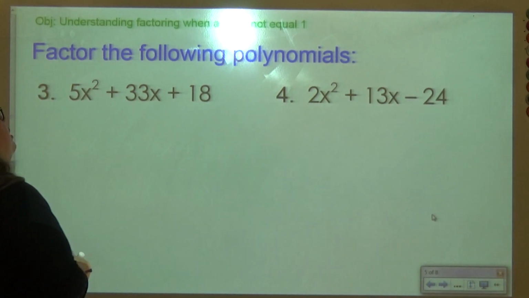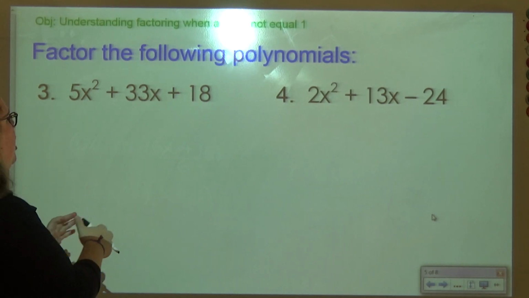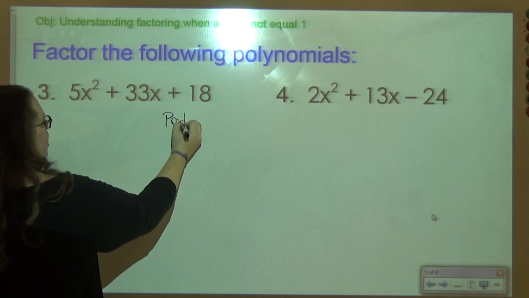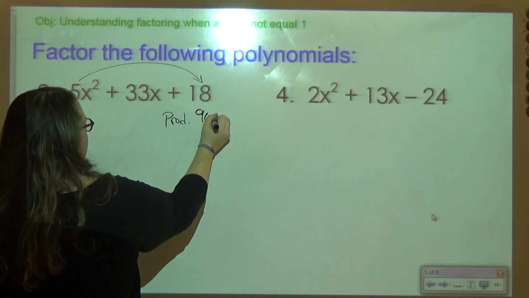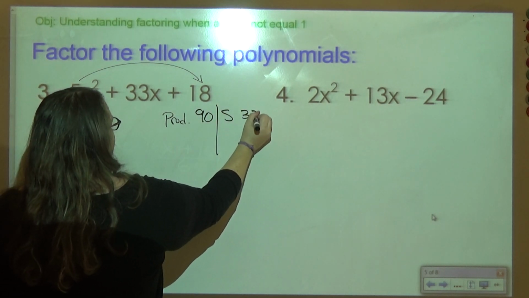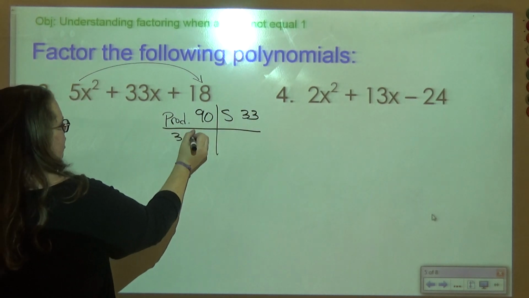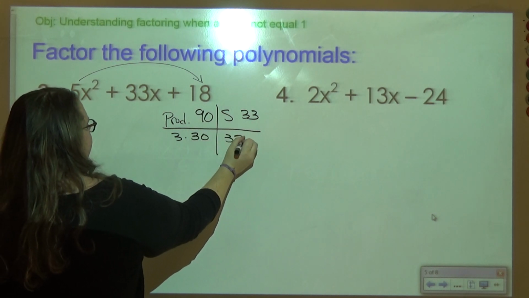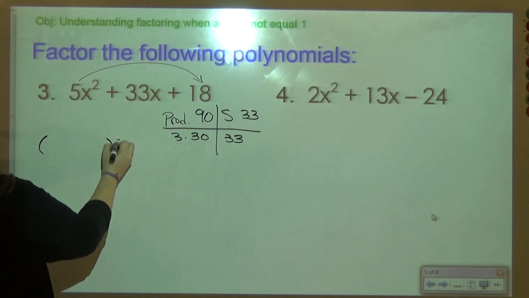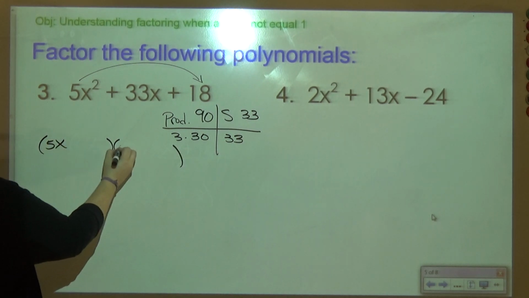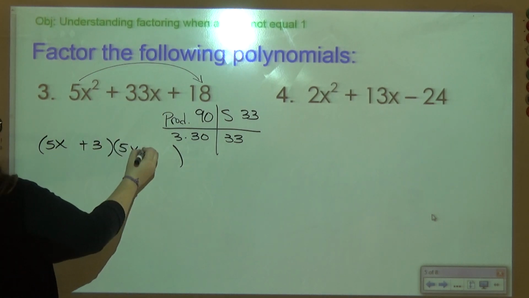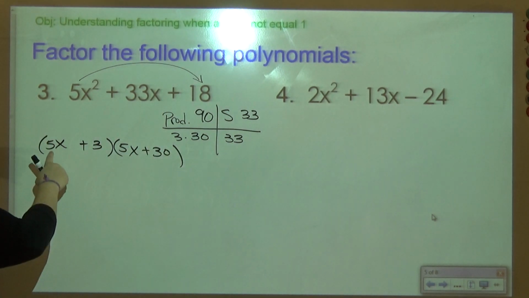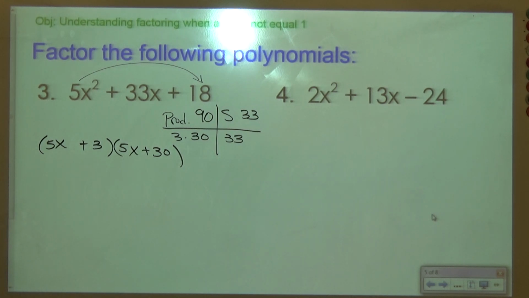Alright, so with this one, again, my product is 5 times 18, which is 90, and my sum is 33. Oh, this one's pretty easy. 3 times 30 gives me 33. So 5x and 5x, not sure where that 5 is going, plus 3 plus 30. Can't do anything there. Those don't have a common term. Those are called relatively prime.